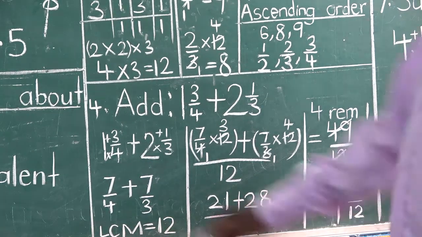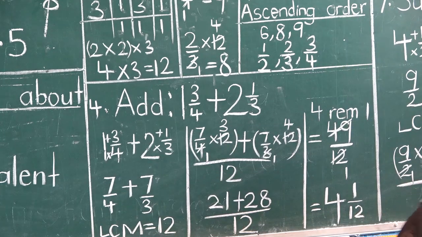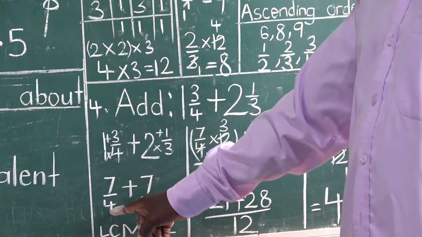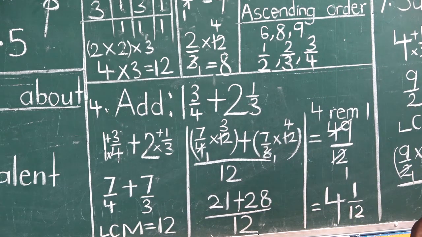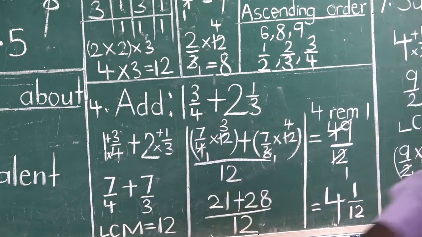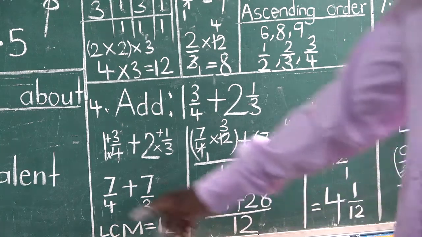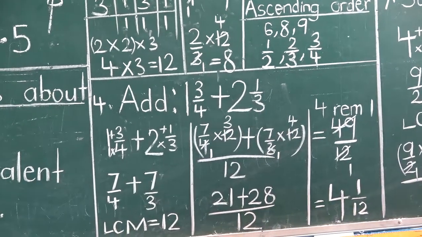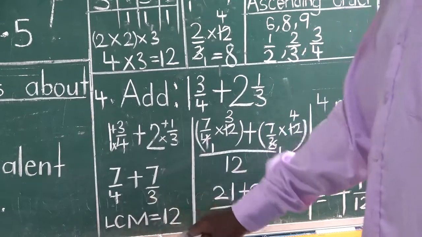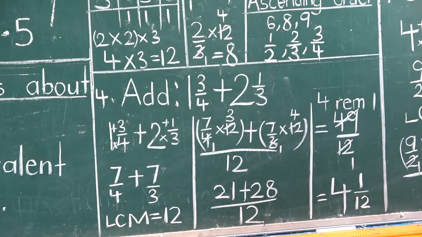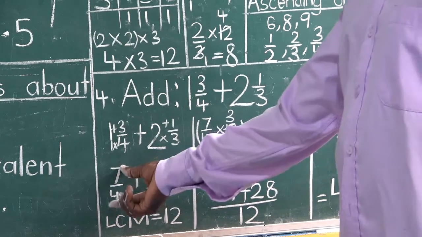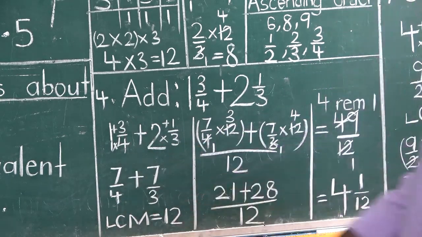Now, we are adding. We've got 2 denominators, that is 4 and 3. Now, what connects these two is what is called LCM. LCM is for these denominators, these numbers down. So, the LCM of 4 and 3 is 12, if you have learned how to find LCM. So, we multiply each of these fractions by the 12.